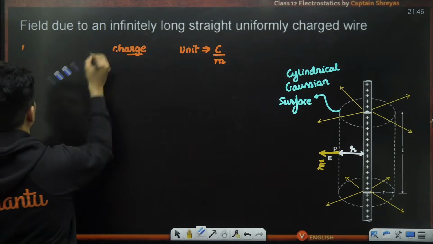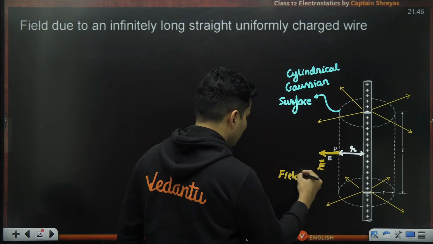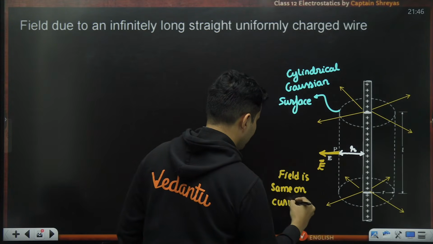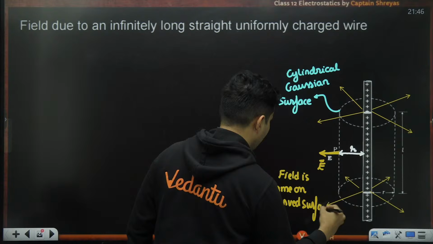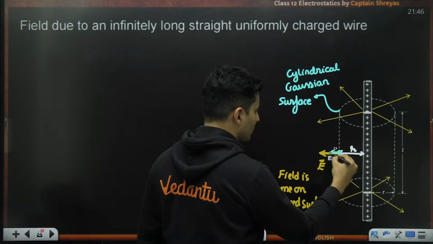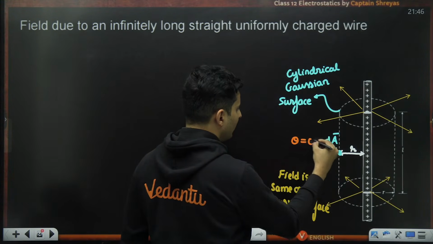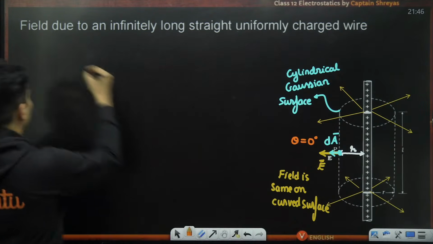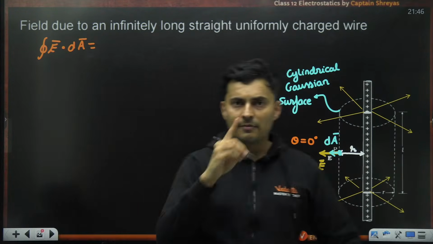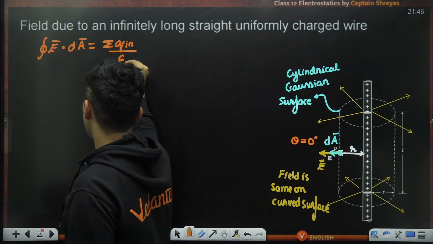So this was already done. I can say that this field is the same on the curved surface. Very obvious. Let me also choose an area vector over here. The area vector is going to be like this, and the best part is that the area vector is making 0 degrees with the electric field. So when I use Gauss's law, electric field dot area vector is the net charge inside by epsilon naught.